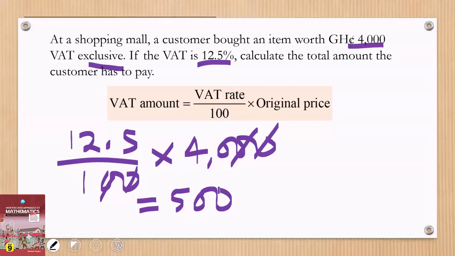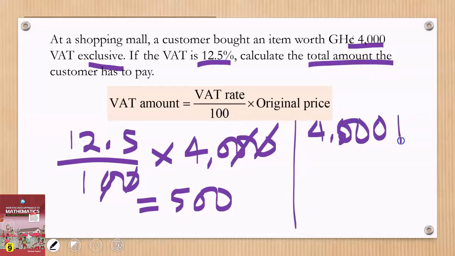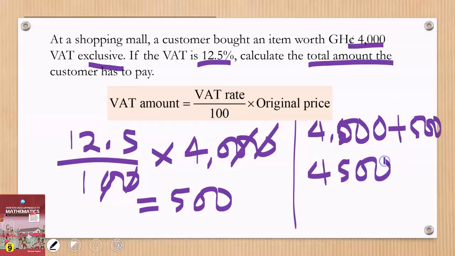Now the question says we should calculate the total amount he paid. Total amount he paid is going to be now 4,000 plus the 500, which will give us 4,500. So in this case, the customer will pay 4,500 to purchase the item.